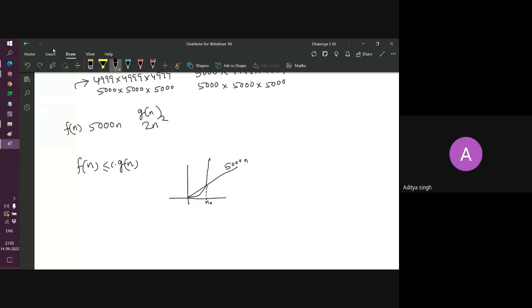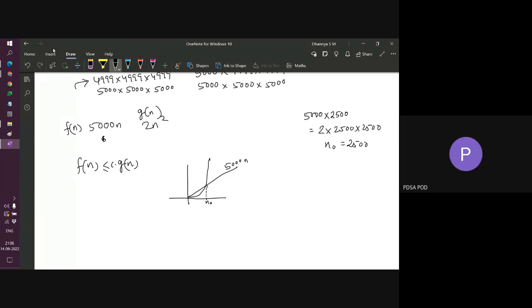Yes, ma'am. And in both the cases it is 2500. n0 will be 5000 divided by 2, that is 2500, in both the cases, even in the 5000 n cube and 5000 n square case. It does not have anything to do with that C value. It is 2500. It does not depend on C.